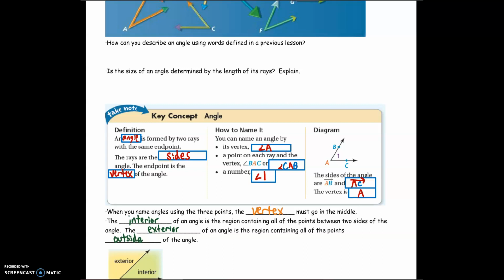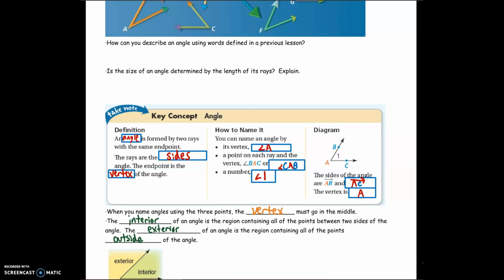So an angle, and again, you can feel free to pause and get all this stuff down for our vocab, is formed by two rays with the same endpoint. So those rays are the sides of the angle, and then the endpoint is that shared vertex that's in the center. I think most important for an angle and getting used to it is naming it, so this middle section.